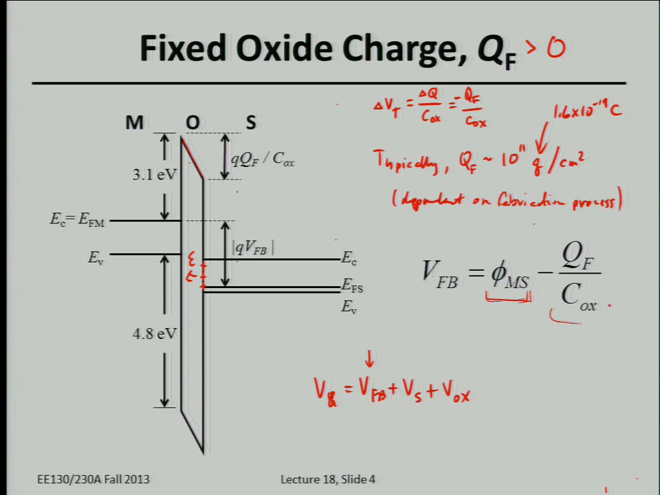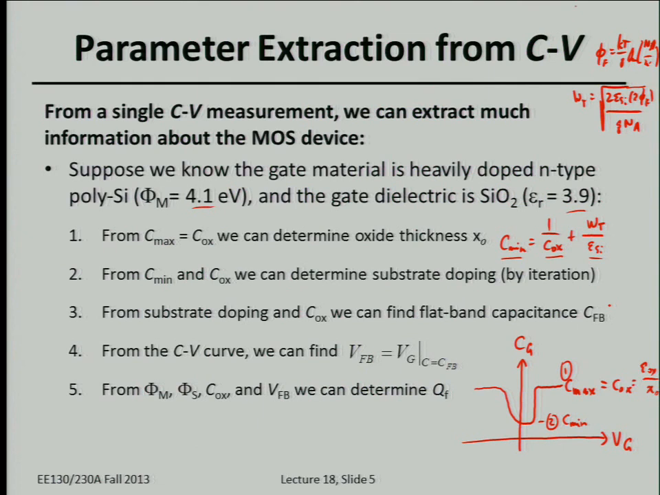So in reality, we don't always know the fixed oxide charge. And something could have gone wrong in the process, so it could have increased Q sub F. So this is why you have to use C min to figure out what the dopant concentration is, at least in the surface region of your silicon.